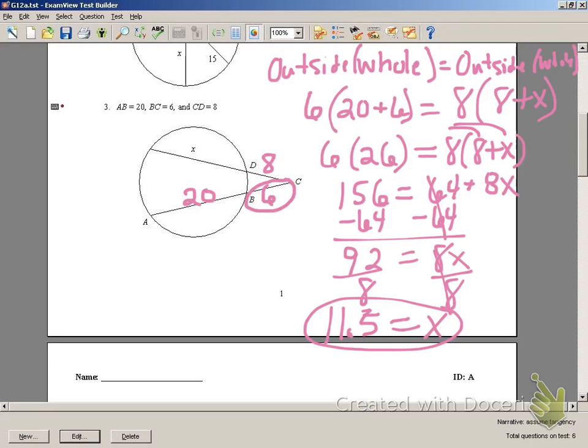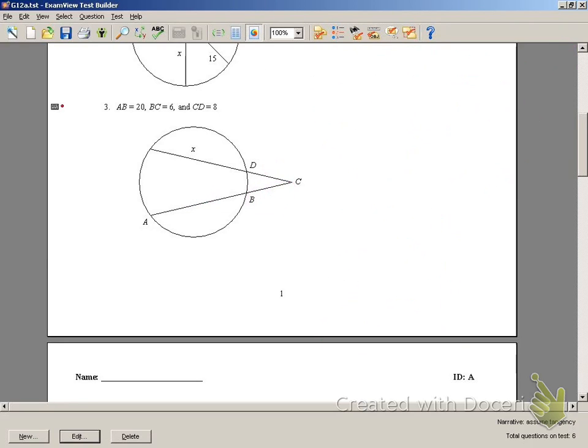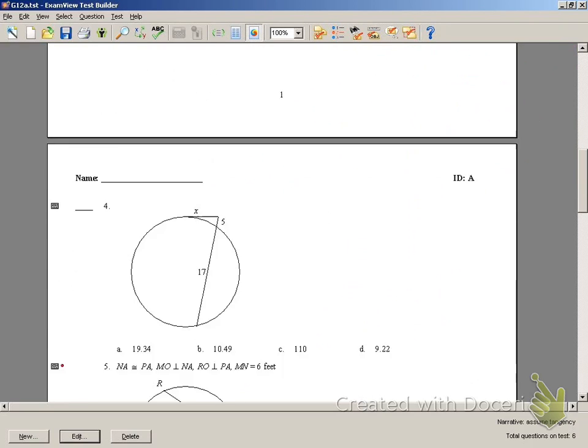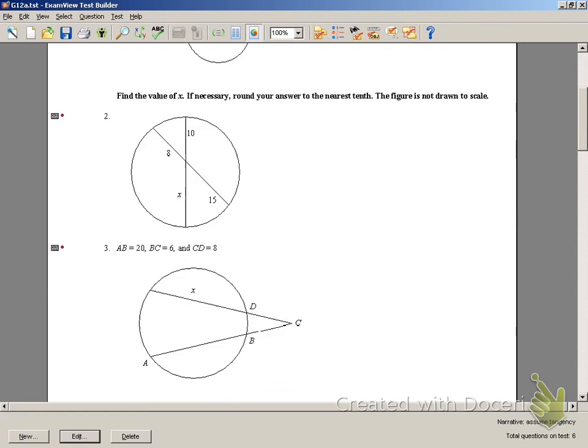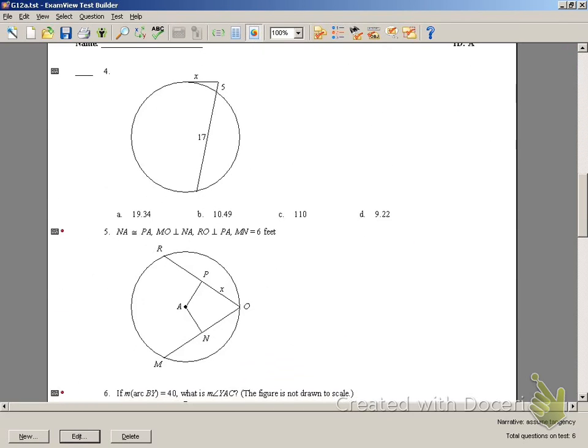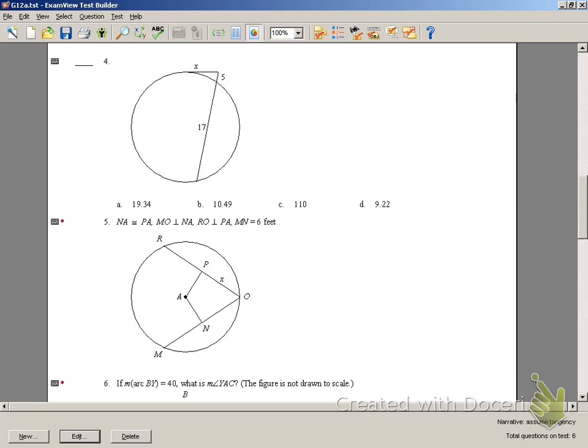Number 4 and 5, still same direction, solving for x. Same directions as up here as number 2. Find the value of x, round to the nearest tenth if possible. Figures are not drawn to scale. Number 4 is multiple choice. Lucky you. Hey, the same process from the last problem to this problem.